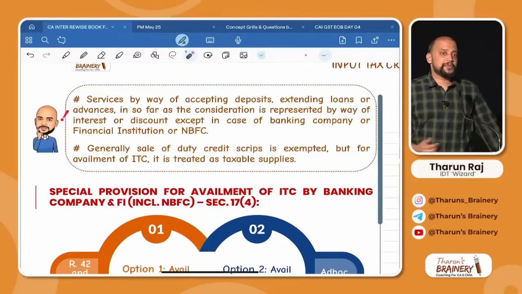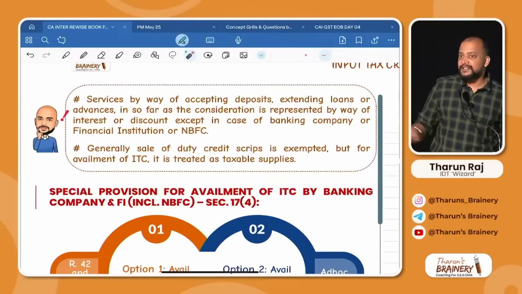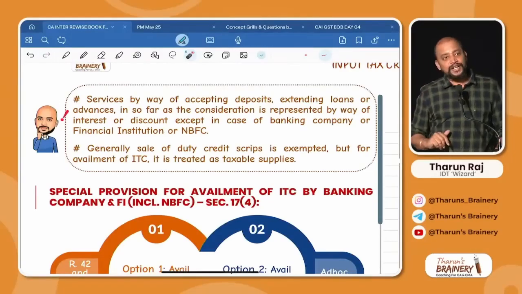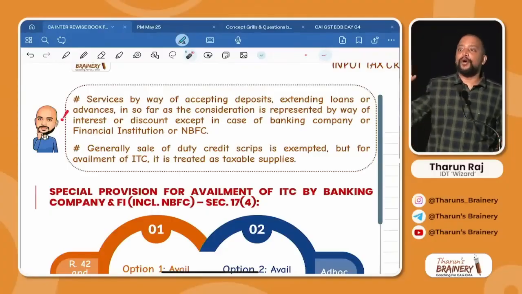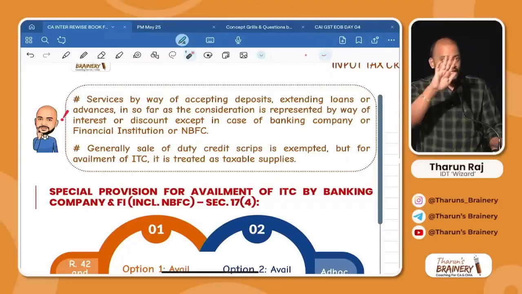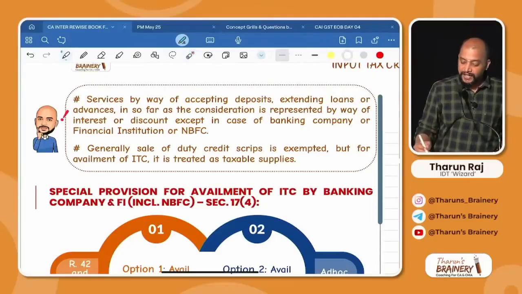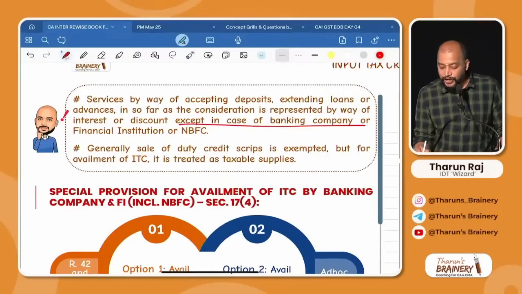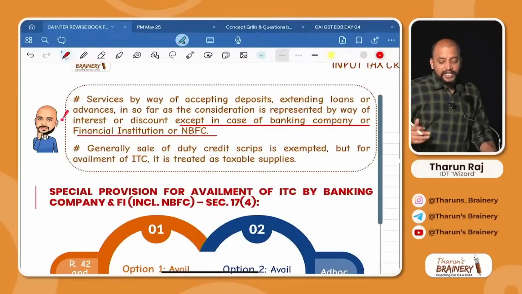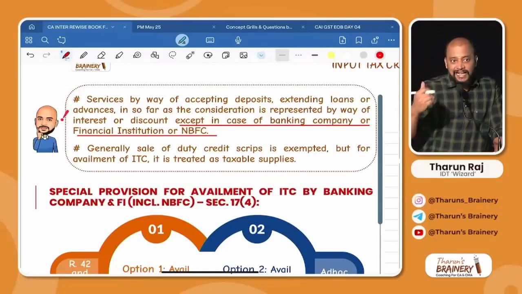But what is the use of this exception? There is no use, because my interest income will be very less. For all businesses, interest income is part of other income, correct or not? So only a very nominal amount will be there. But to whom will interest income be more? Banks, financial institutions, NBFCs. For them they should give it, but for them they have not given. See there, except: to whom it is really required they have not given. Except in case of banking company, financial institution or NBFC. For them it is not treated as taxable; for them it is treated as exempted only.